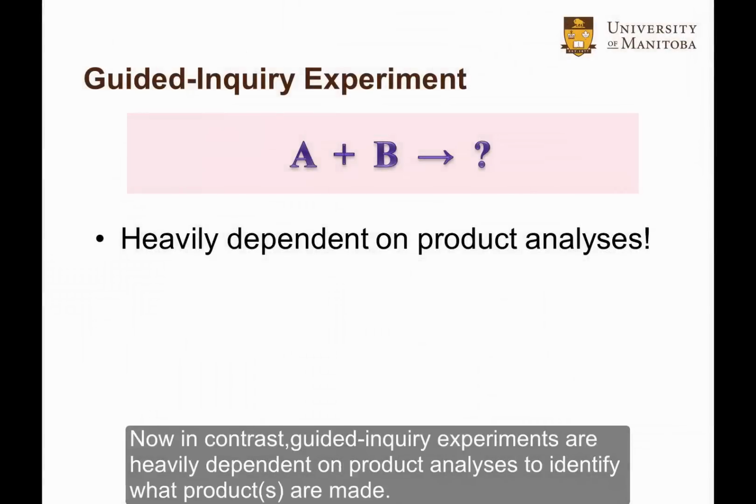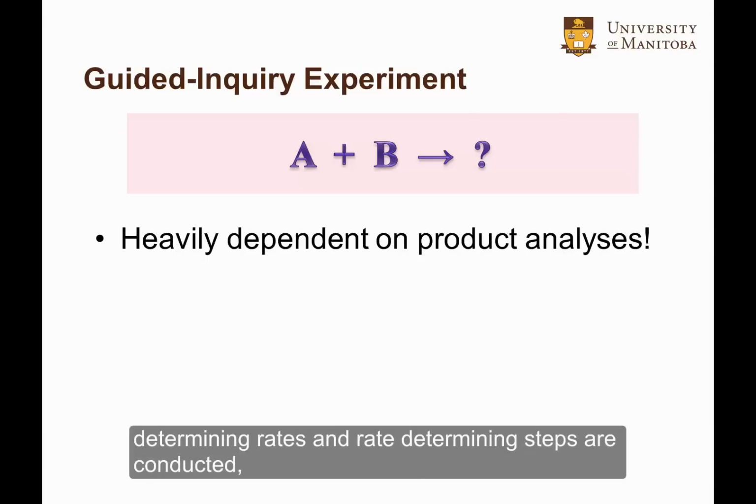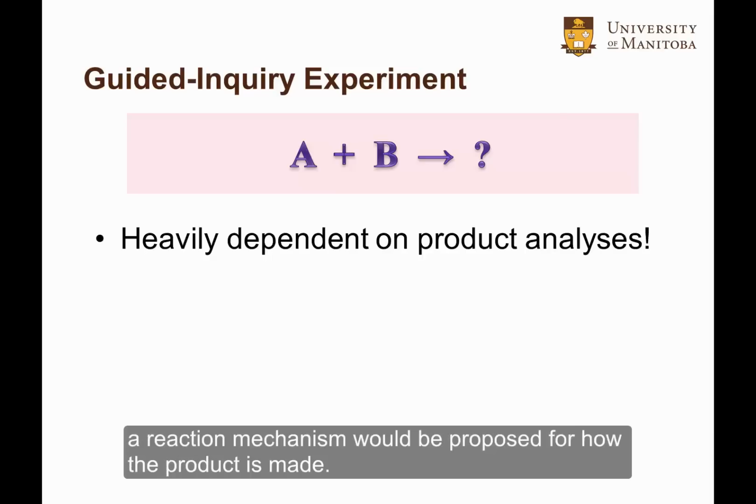Now, in contrast, guided inquiry experiments are heavily dependent on product analyses to identify what products are made. Then, using an understanding of the chemistry, further physical chemistry experiments on determining rates and rate-determining steps are conducted. A reaction mechanism would be proposed for how the product is made.